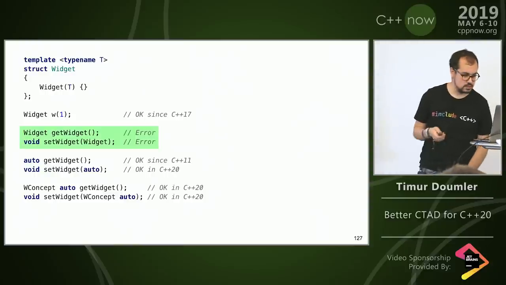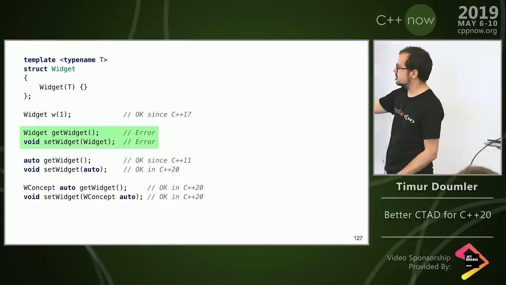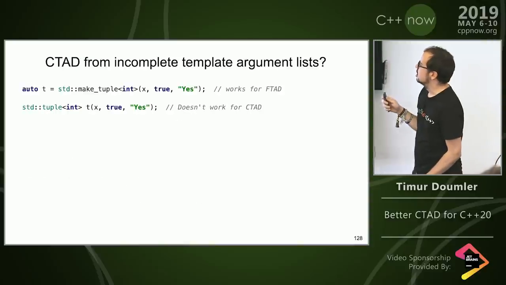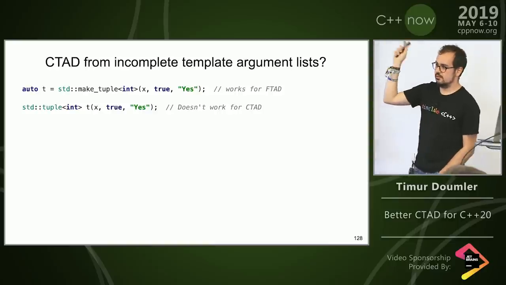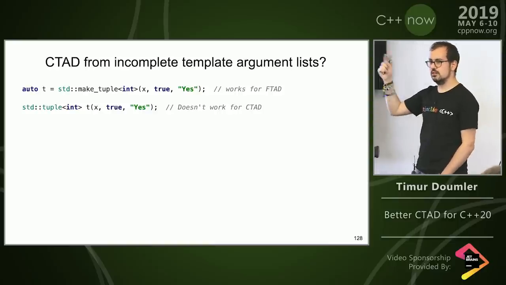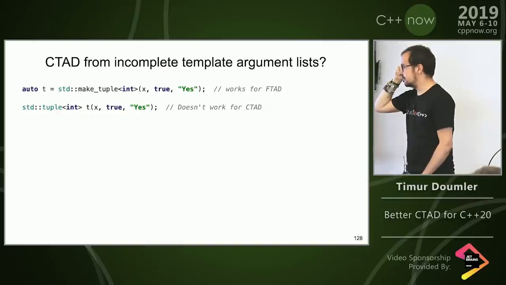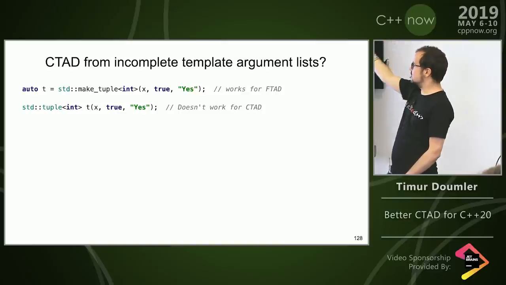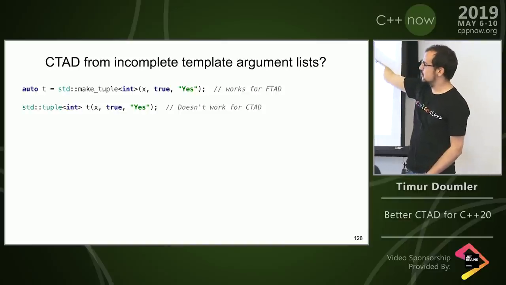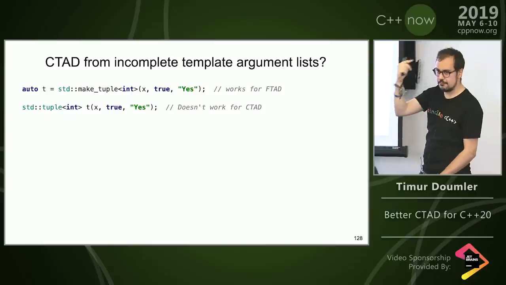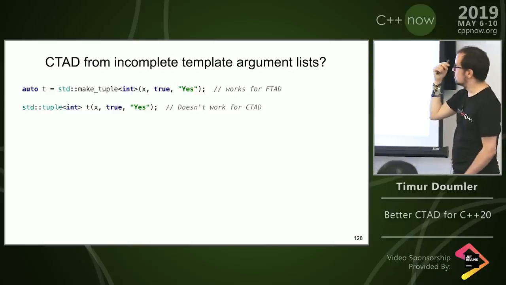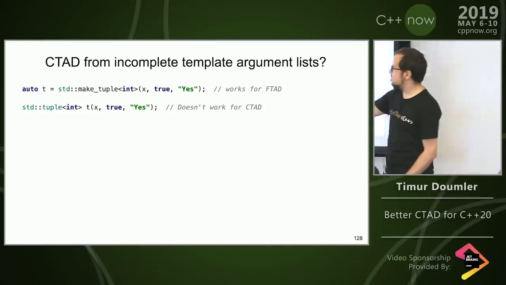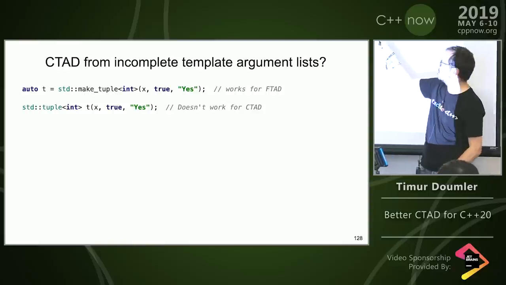So this is an error, this is unfortunate. But this is a consistency thing, not the big unicorn. The big unicorn here is this one, which is what we discussed this morning in Mateusz's talk a little bit, and what I heard a lot of people say is: why is it that function template argument deduction works on incomplete template argument lists? This is actually the one use we still have for make tuple and make pair and all these functions. So function template argument deduction works in a way that you can specify one template argument, and it's still going to deduce the others.